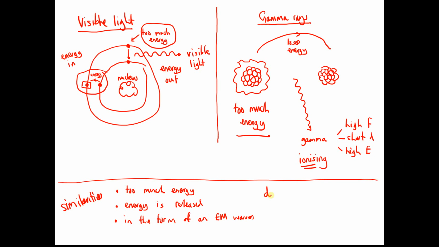What about the differences? Well, the differences are simply that, so these are similarities, these are differences. The differences are, for visible light, it's electrons that have got too much energy, whereas for gamma, it's actually the nucleus of an atom that has got too much energy.